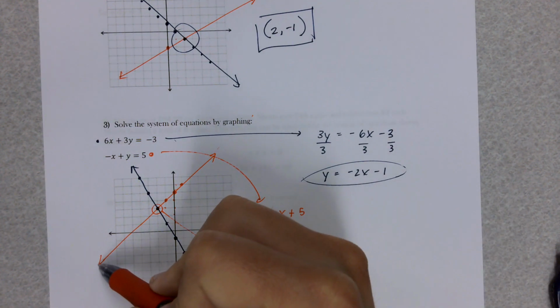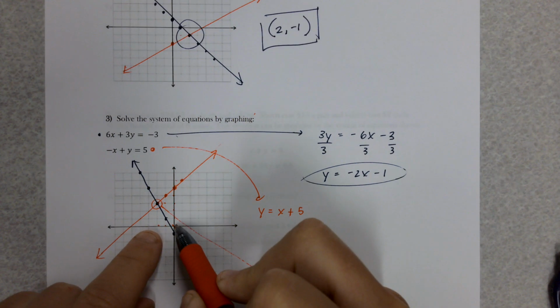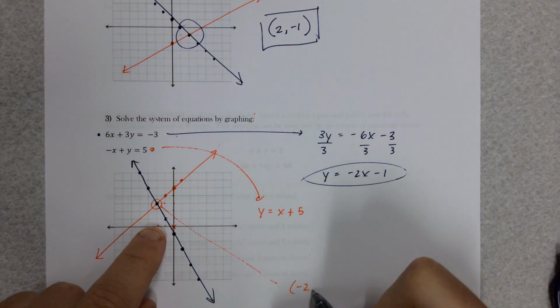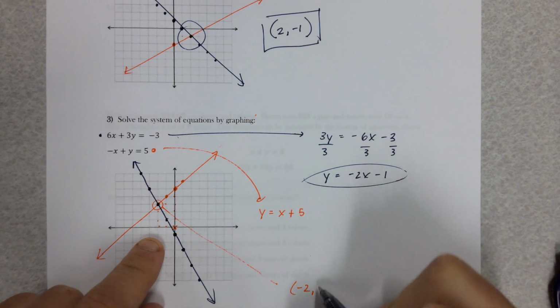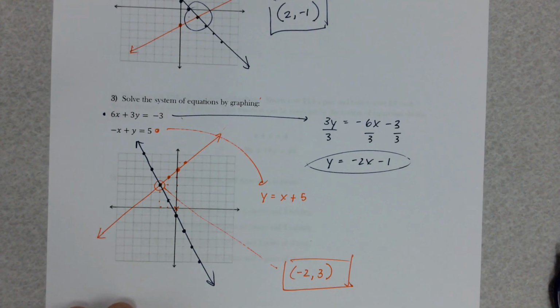That's my answer, but I've got to make sure that I write it. That would be -1, -2, because remember we always start at the origin, -2, and then up 1, 2 to the third value. So that gives us a final answer of -2, 3.